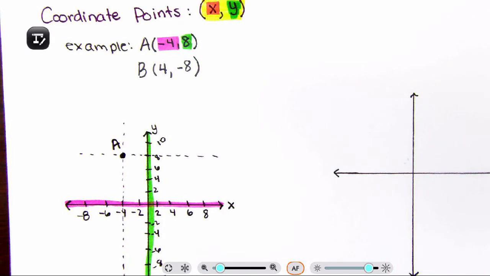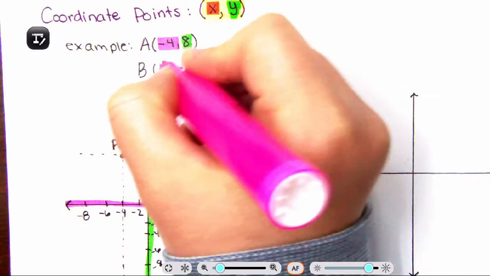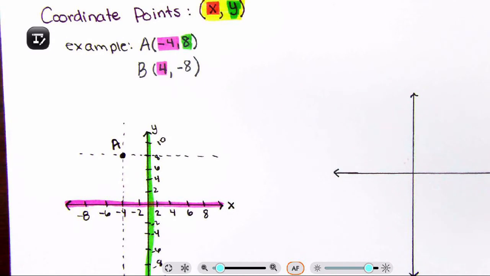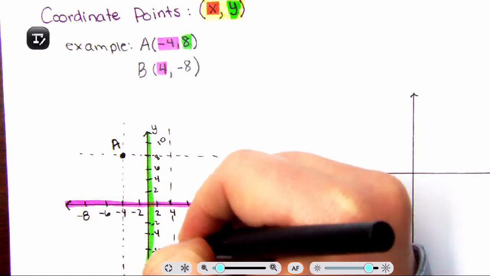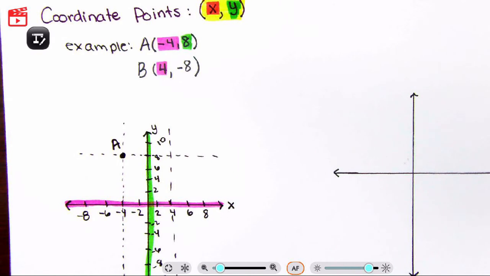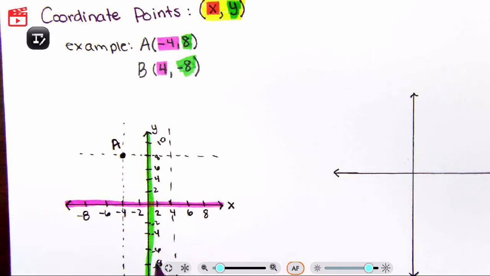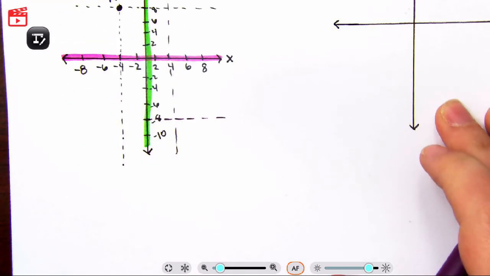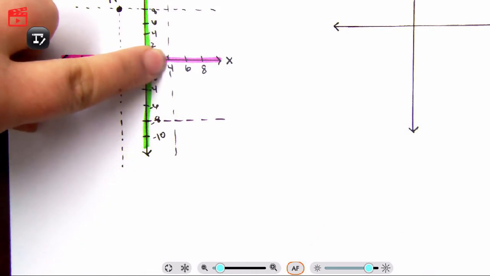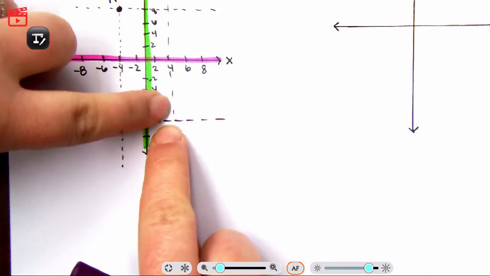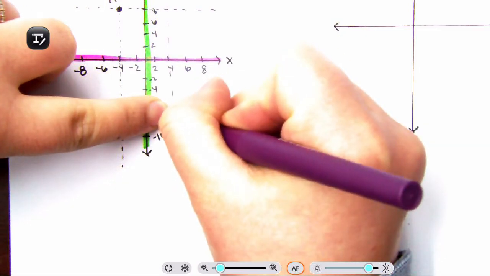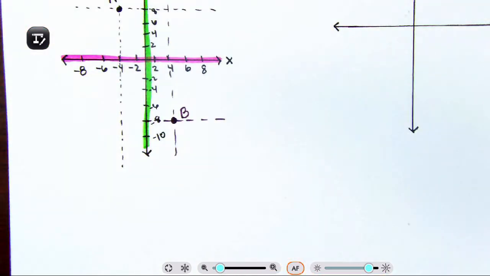Now I'm going to do that one more time, but now I'm going to do 4, -8. So again, x comes first, so here's my x, here's 4. Here's 4 right here. And I'm looking for a -8. -8 is here on my y. All the way down there. Let me shift this up. So here is 4. Here is -8. So I'm going to make sure that they intersect, and they intersect right here. That is where B is located.